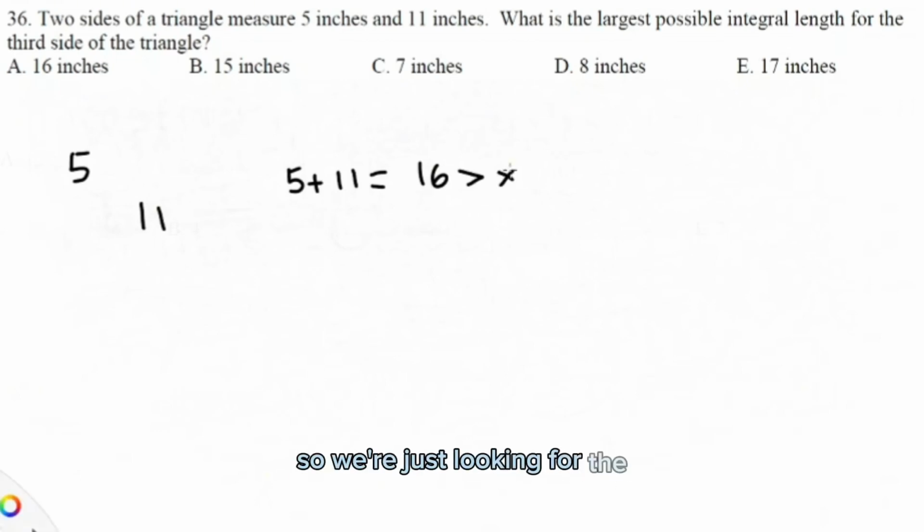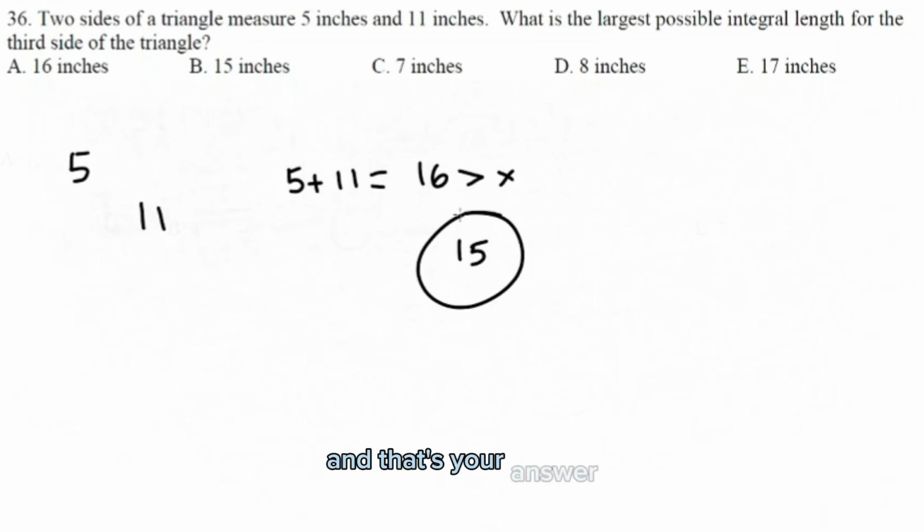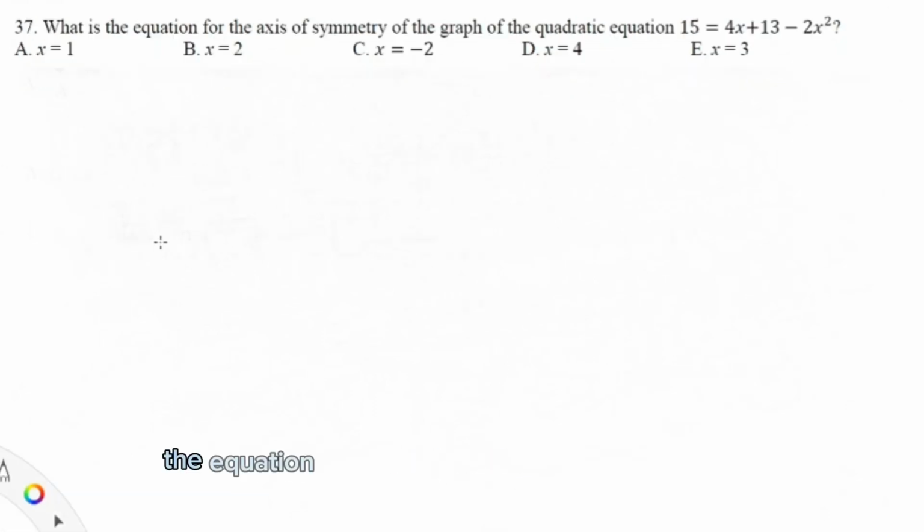So we're just looking for the greatest possible integral length for the third side. So the next number below 16 is 15. And that's your answer.